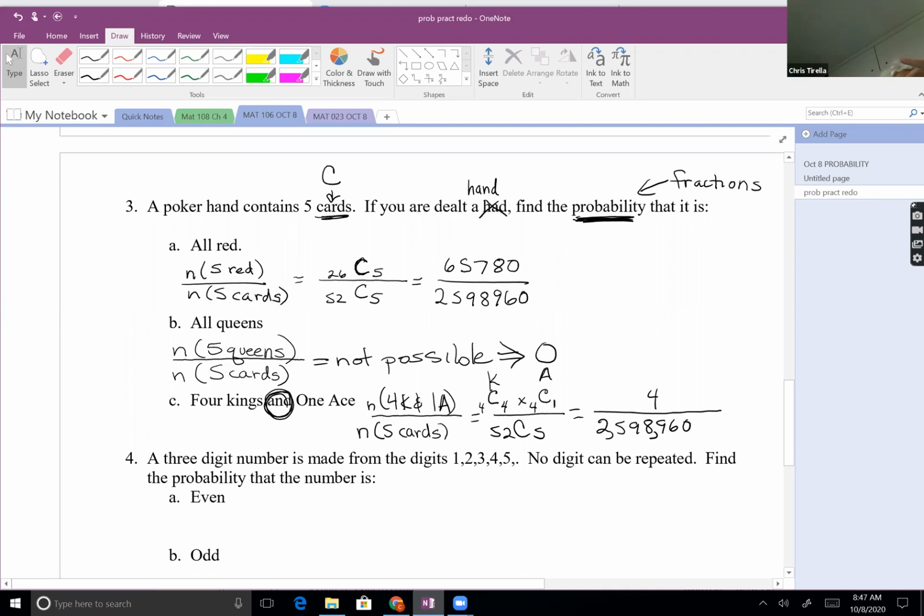Card questions occur somewhat frequently, so you will probably see a couple of card questions in this chapter test, and you will probably also see a card question on a quiz. Probably a 2-question quiz, probably next week, sometime in between Tuesday and Thursday. So then let's go to question number 4.